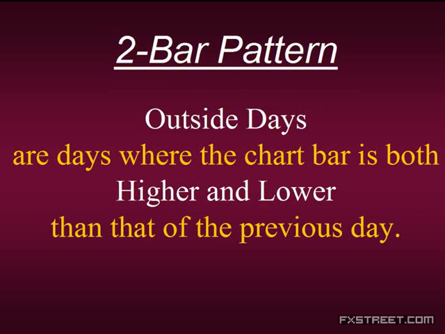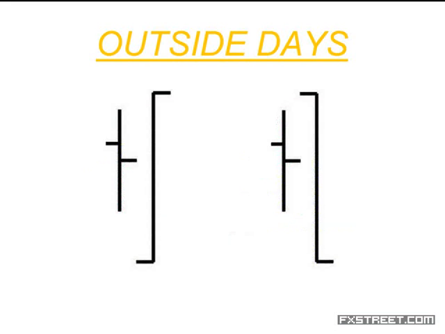All right, so for those of you who aren't familiar with what an outside day is, it's a 2-bar pattern. Outside days are days where the chart bar is both higher and lower than that of the previous day. Okay? I'll say that again. You may want to write this down. Outside days are days where the chart bar is both higher and lower than that of the previous day. Okay? Now, let's show you exactly what we mean. These are two examples of outside days.